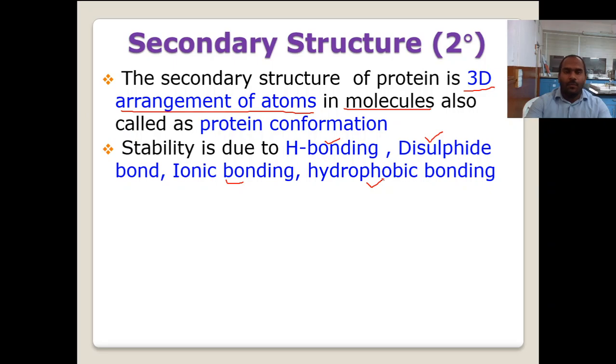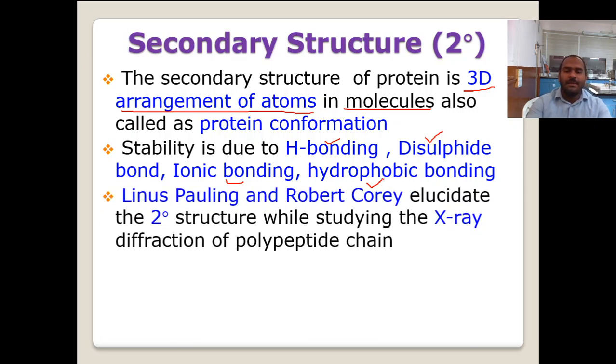Hydrogen bonding, which gives more stability; then disulfide bonding, which is formed between two cysteine amino acids; ionic bonding, which is formed between oppositely charged R groups; and hydrophobic bonding, which results due to the presence of an acyl chain R group. So let's consider this.